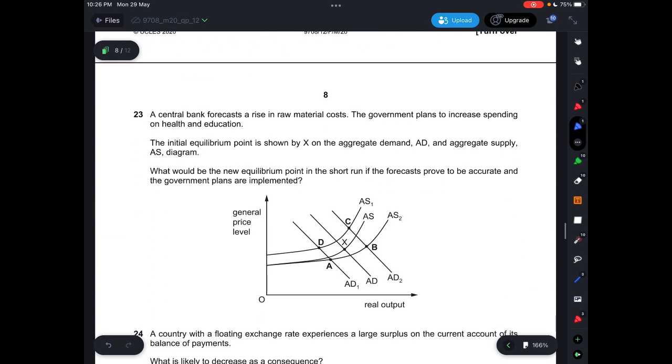And then question 23, a central bank forecasts a rise in raw material costs. The government plans to increase spending on health and education. The initial equilibrium point is shown by X on the aggregate demand, AD, and aggregate supply, AS, diagram. What will be the new equilibrium point in the short run if the forecast proves to be accurate and the government plans are implemented? So, a central bank forecasts a rise in raw material costs, so the AS curve will shift to the left. Government plans to increase spending, so the AD curve shifts to the right. So the answer is C.